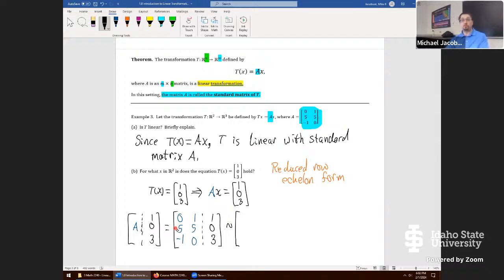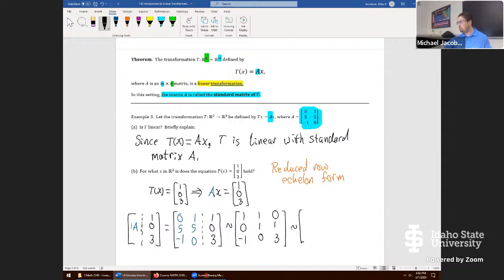So I'm dividing by 5 in row 2, swapping it into row 1 to get 1, 1, 0. Let's take row 1 and make it row 2 now, 0, 1, 1. And no change on this one, -1, 0, 3.